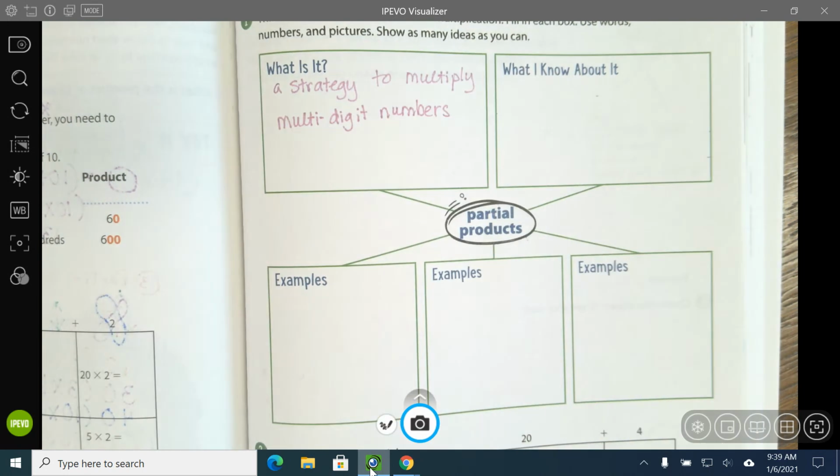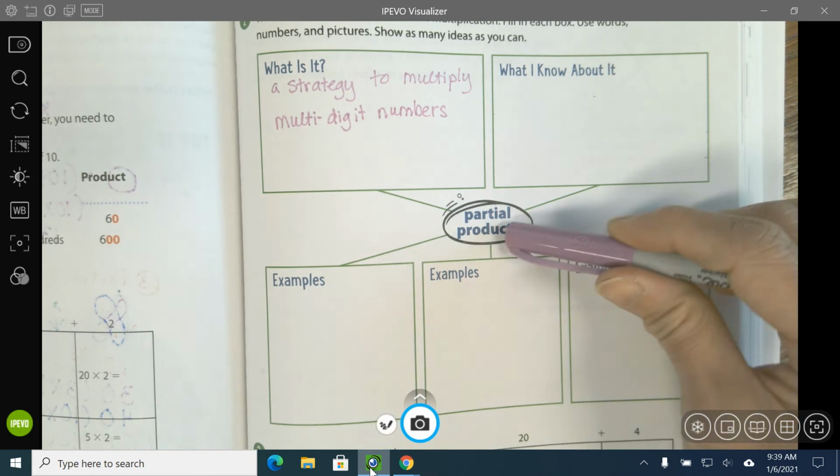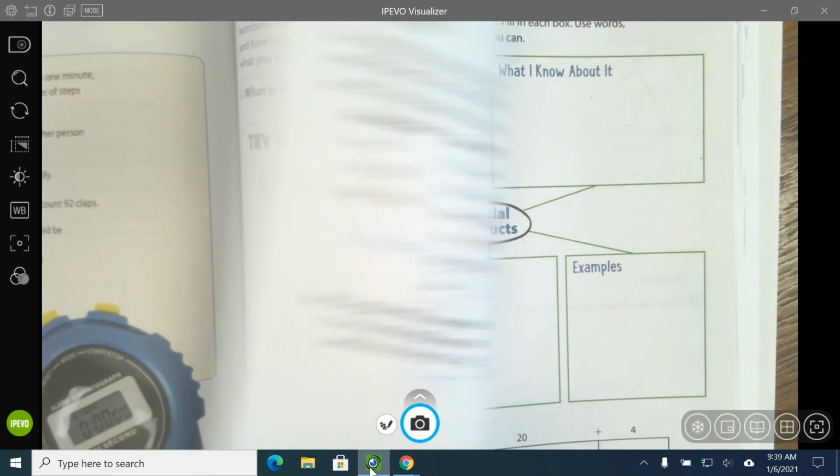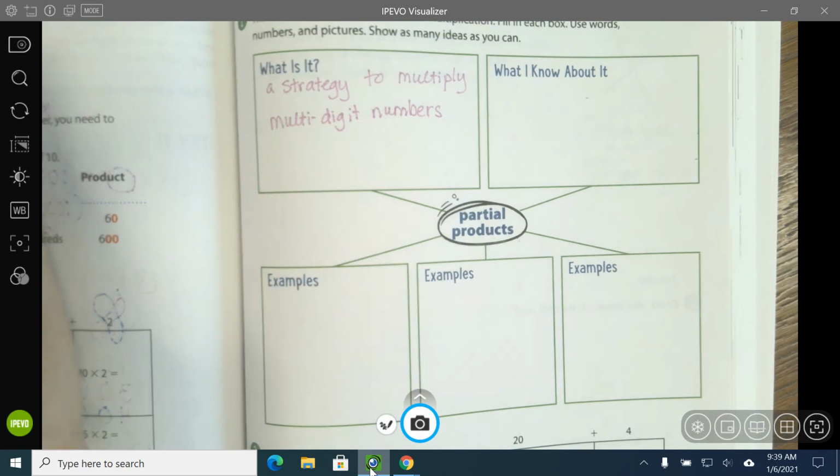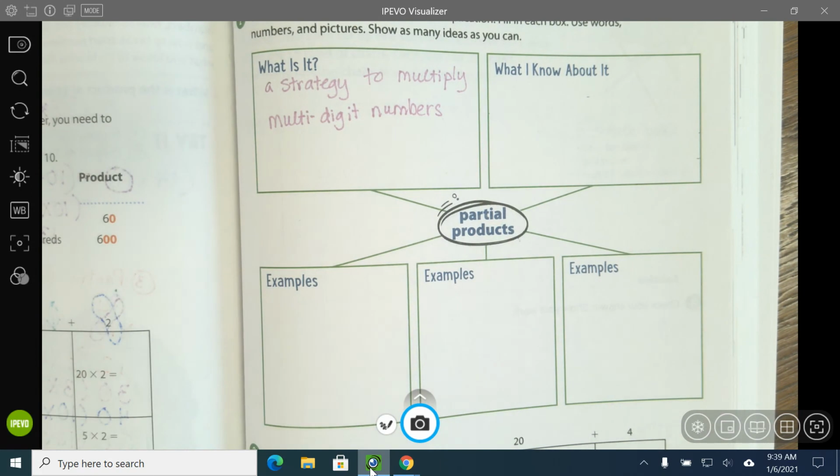Okay? It is a strategy. A partial product is just a strategy. And a partial product looks like this one down here. That's your partial product. Okay? So it is a way to multiply multi-digit numbers. And what do I know about it?